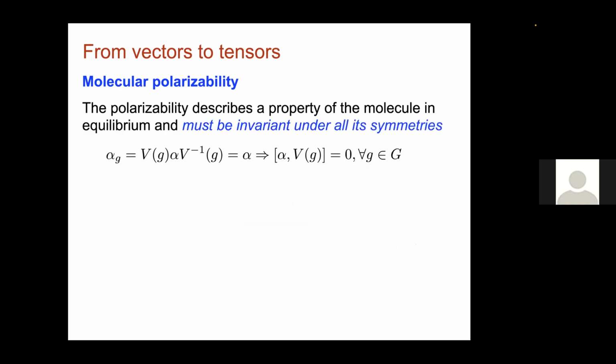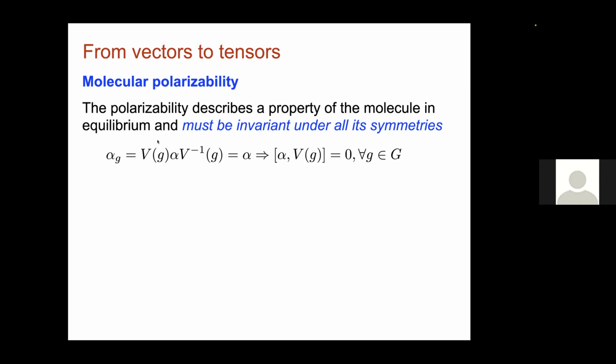Now, assume that I want to study the polarizability of deuterated methane, or maybe of methane, okay? The polarizability describes a property of the molecule in equilibrium, and then it must be invariant under all the symmetries of the molecule. I mean, if I say that something is a symmetry, but when I make this transformation the polarizability changes, I'm obviously lying. That's not a symmetry. The molecule looks different. Otherwise, it would have exactly the same polarizability.